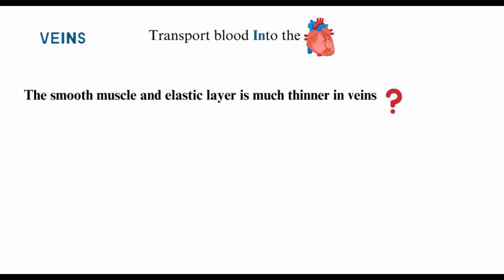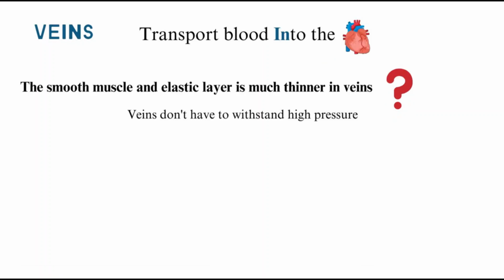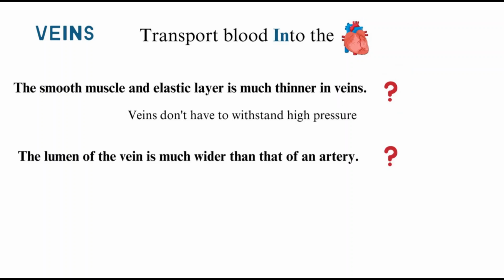Veins are vessels that carry blood to the heart, so they increase in size as they approach the heart. Veins contain the same layers as arteries, but in different proportions. The smooth muscle and the elastic layer is much thinner in veins. Why? Because veins don't have to withstand high pressure. The lumen of the vein is much wider than that of an artery.